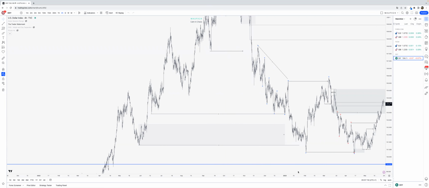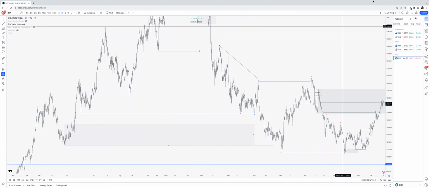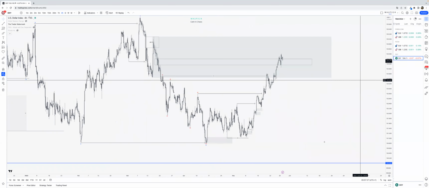Good morning and welcome to a new pre-market analysis. It's almost 7 a.m., just before 3 minutes, and I'm just gonna look at price and see what happens. This is the pre-market analysis for EU.